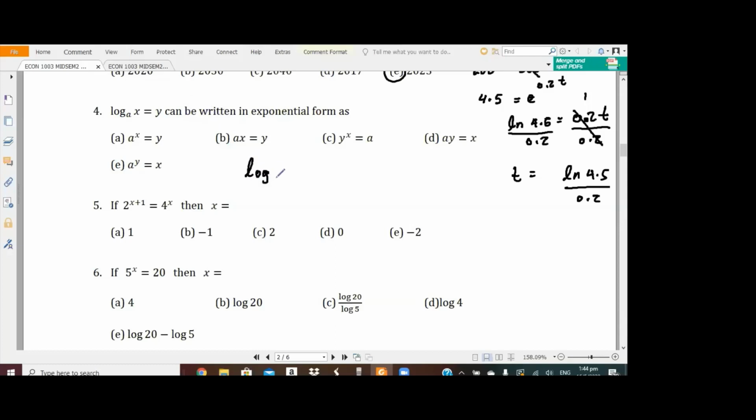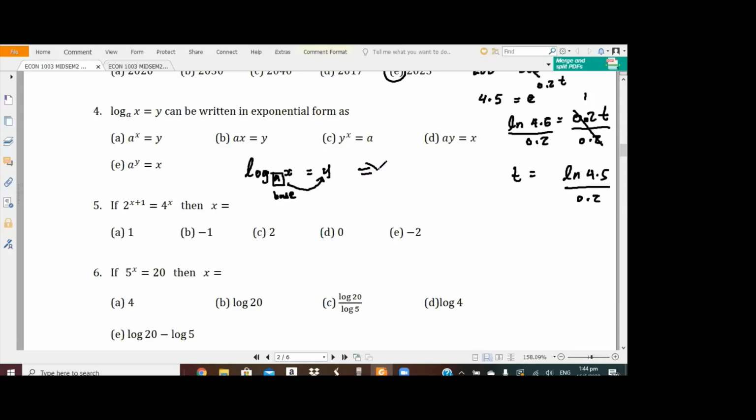So this is log to the base a of x is equal to y. This value here, a, is what we call the base, right? So the base of the logarithmic function is the base of the exponential function. So how do I convert this to an exponential function now, guys? All you're going to do is take the base, carry it to the other side of the equation, and whatever was over there, you're going to push it up.